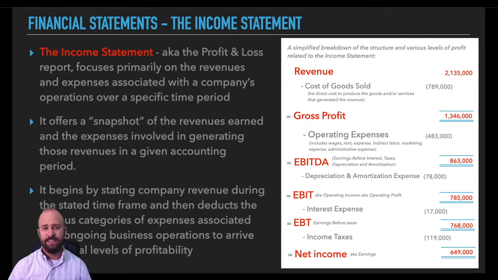So EBITDA basically just refers to profit after deducting the costs associated with generating the revenue, both the direct costs as indicated by the cost of goods sold and the indirect costs as indicated by the operating expenses. So revenue minus cost of goods sold equals gross profit minus operating expenses equals EBITDA. Now, this is a fairly important level of profitability and one that we're going to come back to time and time again throughout this video series.